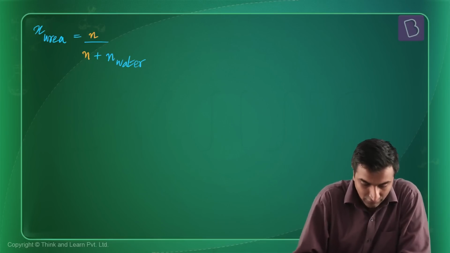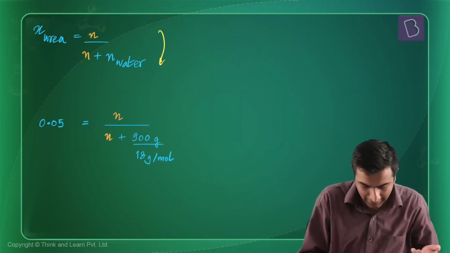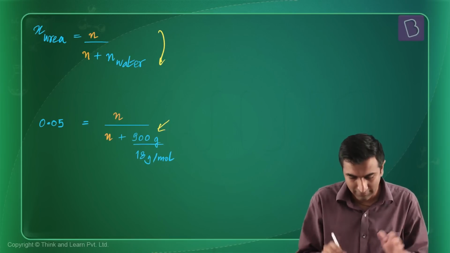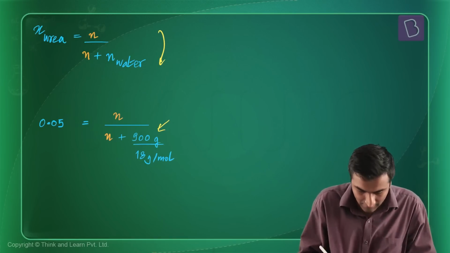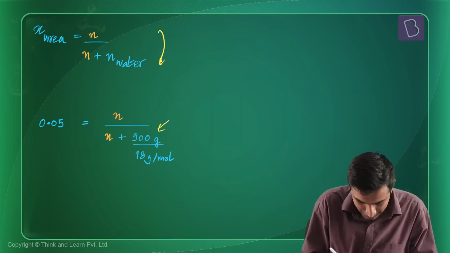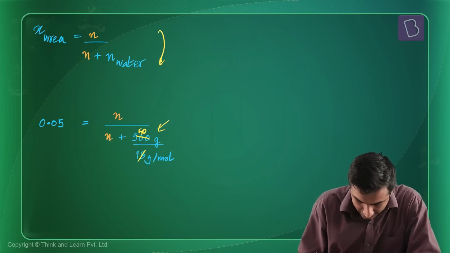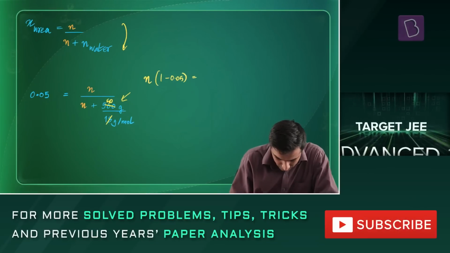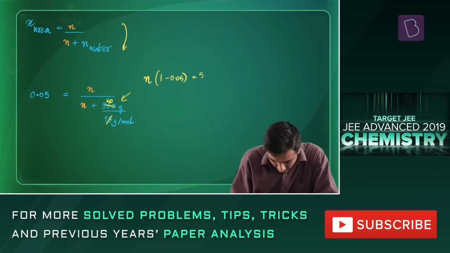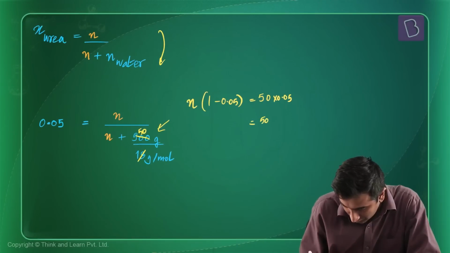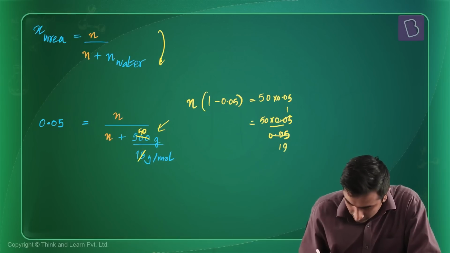So you have X, the mole fraction of urea, which is given by this equation here. If I substitute stuff here, I don't know n, and everything else is given to me, right? The mass is 900 grams, and the molar mass of water clearly is 18 grams per mole. Simple stuff. So now n, what is n going to be? If we do this calculation, this is just going to be 50, right? So I have n into 1 minus 0.05 equal to 50 into 0.05. So what I have here is 50 into 0.05 divided by 0.95. This is 50 by 19.